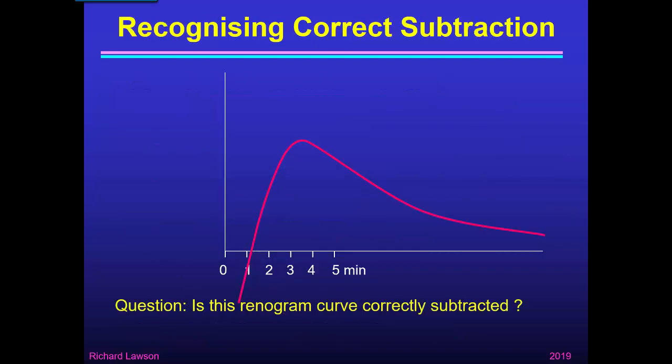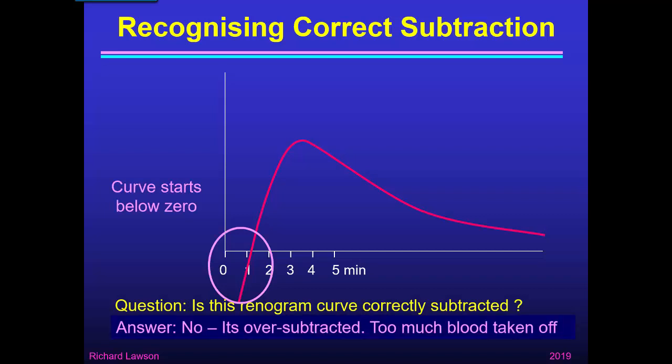So here's another renogram curve. Is this one correctly subtracted? Well, it's not difficult to see that it starts well below 0, so clearly we have taken off too much background. It's over subtracted. We've subtracted too much blood and it's gone negative, and that's silly. We can't have a negative curve.